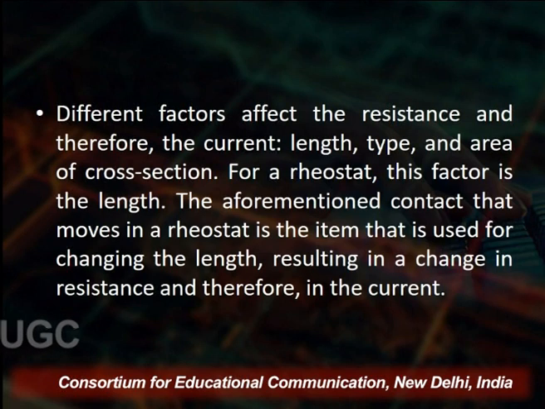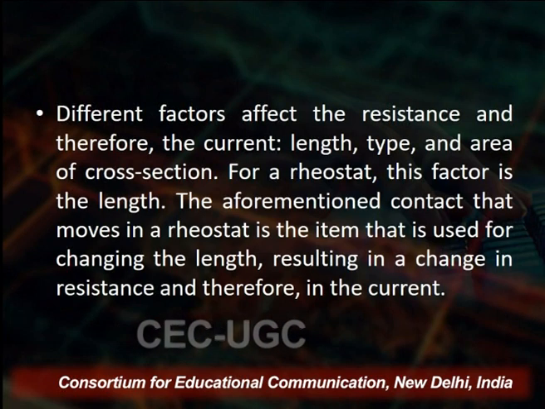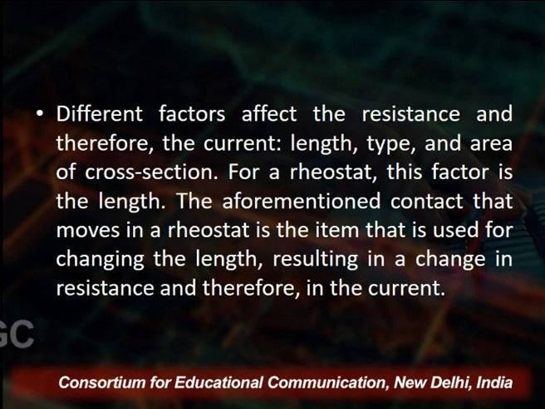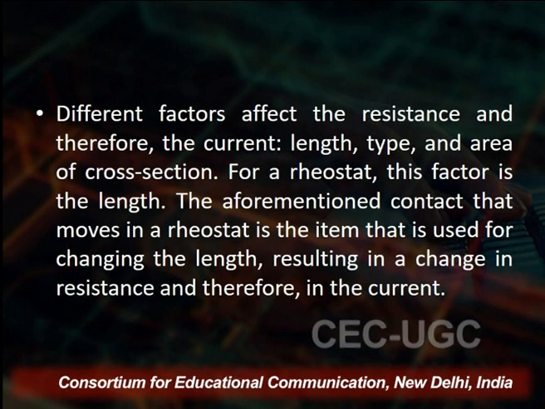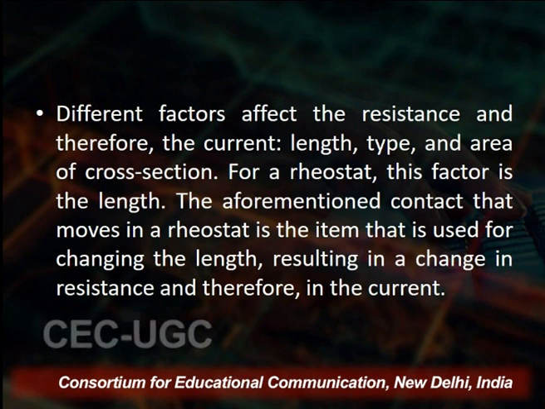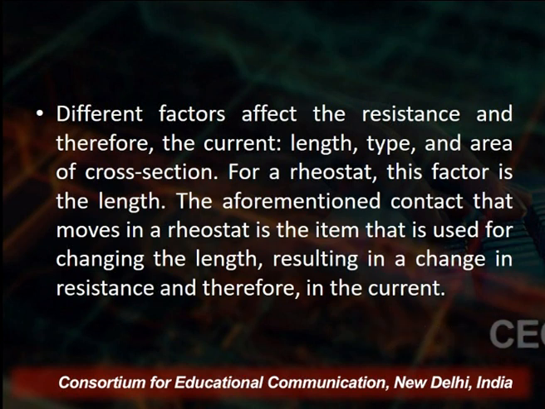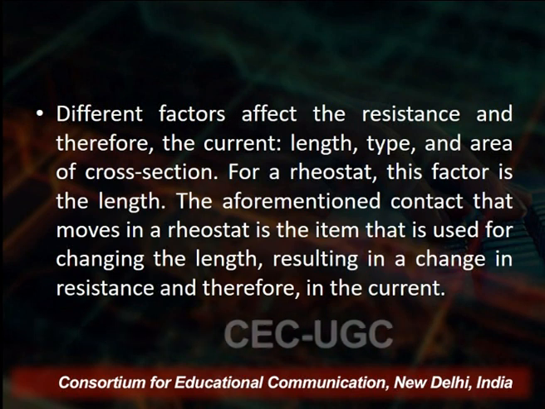Now, different factors affect the resistance, as we discussed in the earlier lecture: length, type and area of cross section. For a rheostat, these factors also affect the resistance and the flow of the current. For the rheostat, the factor is the length. The moving contact in the rheostat is the item that is used for changing the length, resulting in a change in the resistance, and therefore in the current. And we have the track path, the shape of which depends upon the type of rheostat we use. Does a rheostat reduce the voltage?